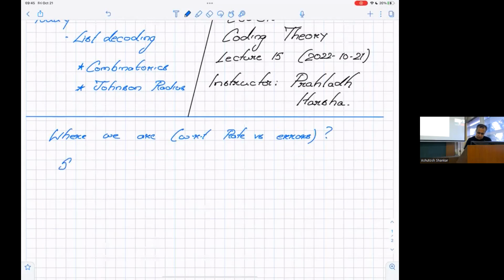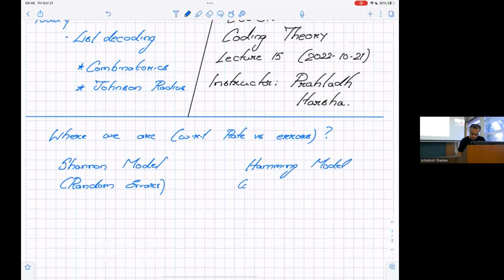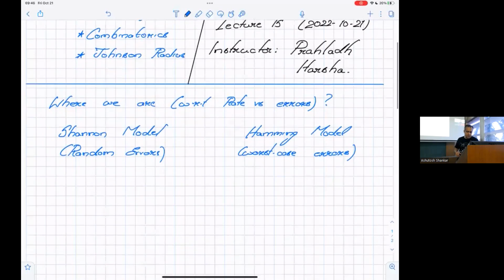So we've seen two models so far. One is the Shannon model, random errors. The other is the Hamming model, the worst case errors. And pictorially we've been drawing these plots.